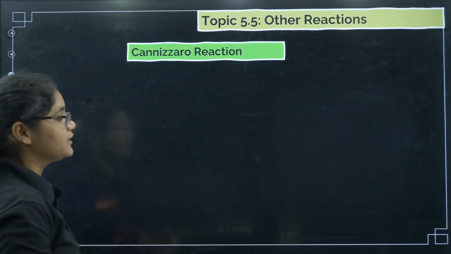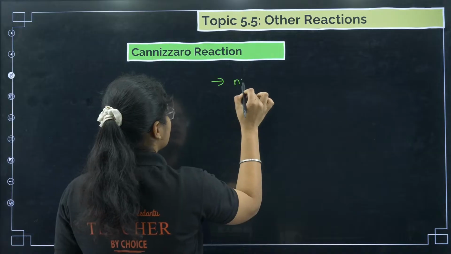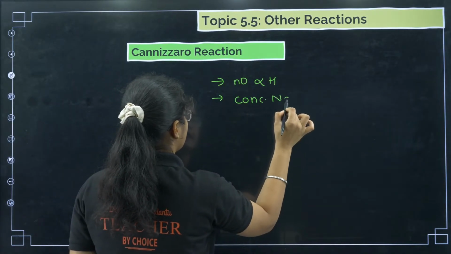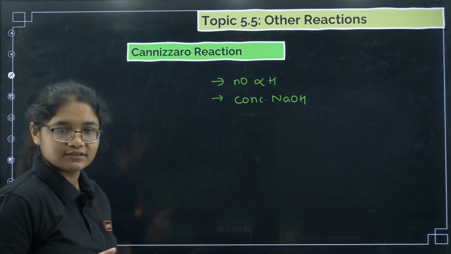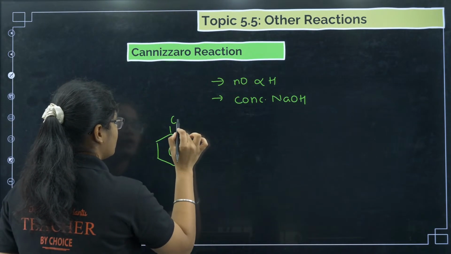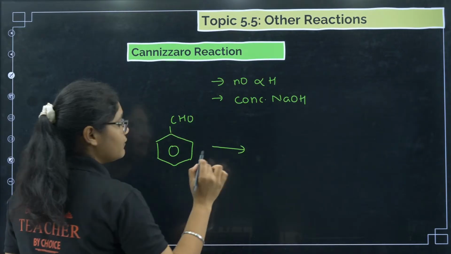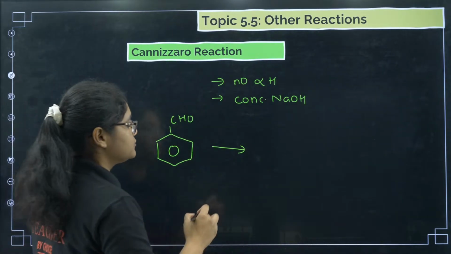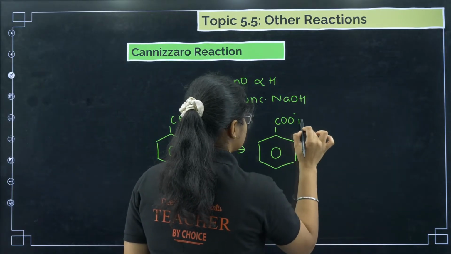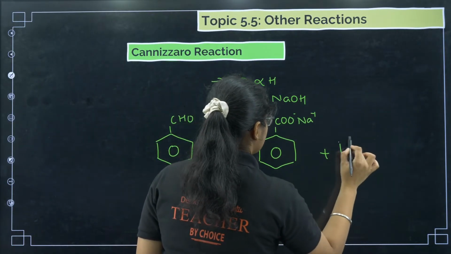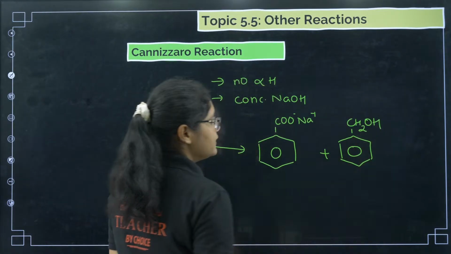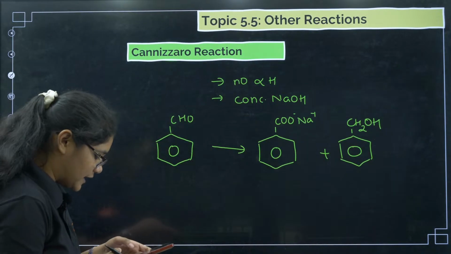Next, Cannizzaro reaction. Here what is there? The condition is no alpha hydrogen and we use concentrated NaOH solution. Okay, those are the two things. And if you have a group like CHO, you will get one oxidized product and one reduced product. Means CHO will get converted to COO minus Na plus and CH2OH. So these are the two products that will form.